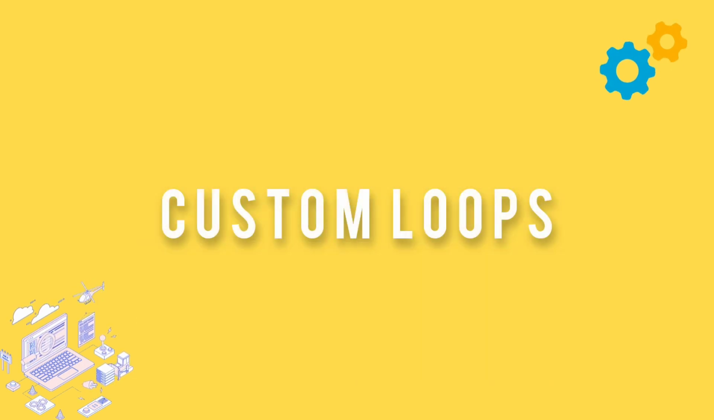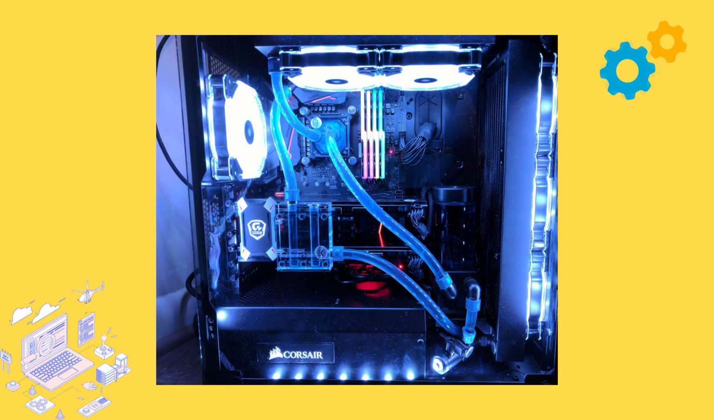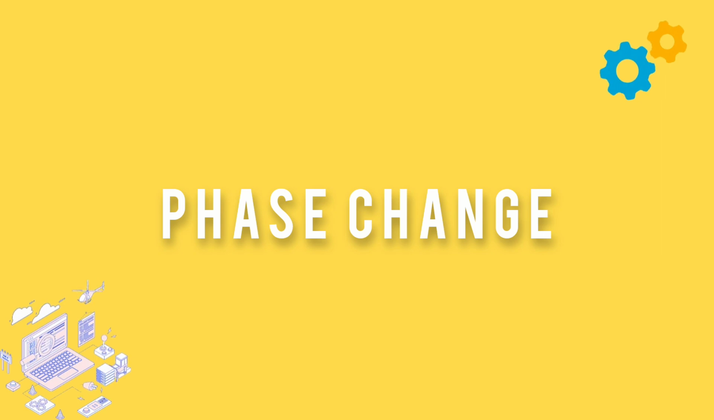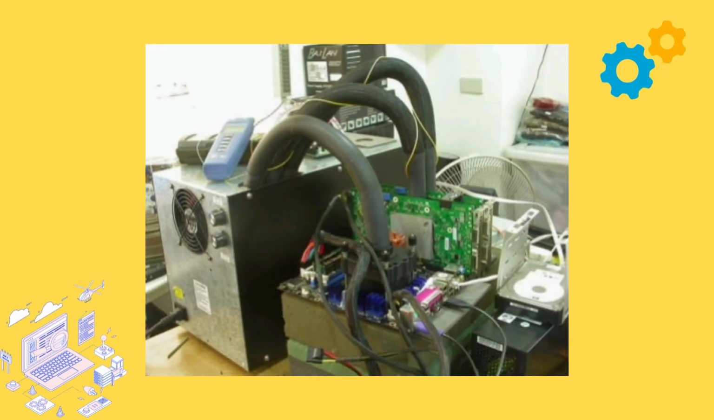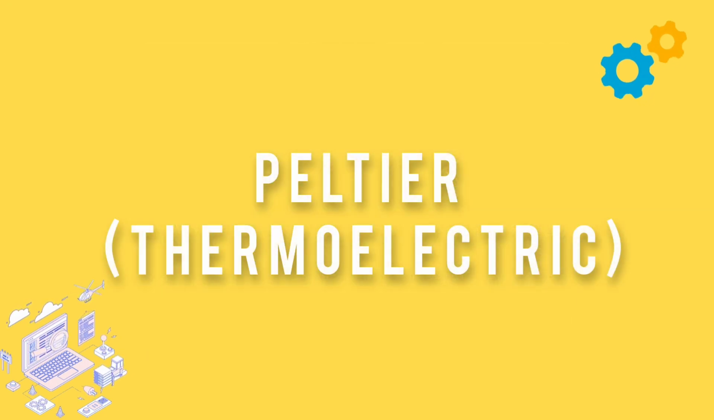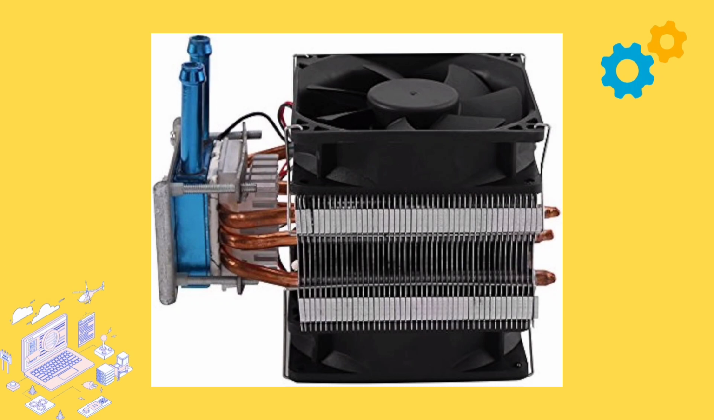Custom loops: enthusiasts create bespoke setups for better performance using pumps, reservoirs, tubes, and radiators. Phase change cooling uses refrigerants changing states for extreme cooling, common in extreme overclocking scenarios. Peltier cooling utilizes the Peltier effect to create a temperature difference, often combined with other methods.